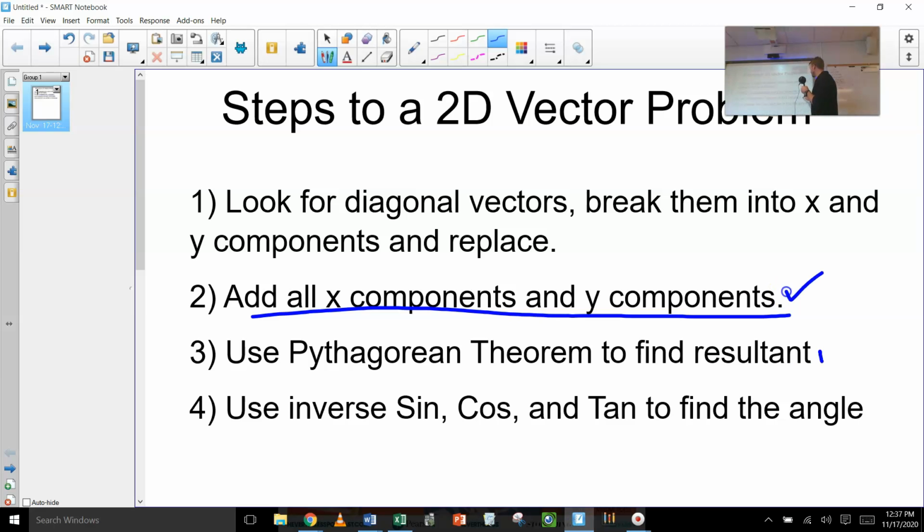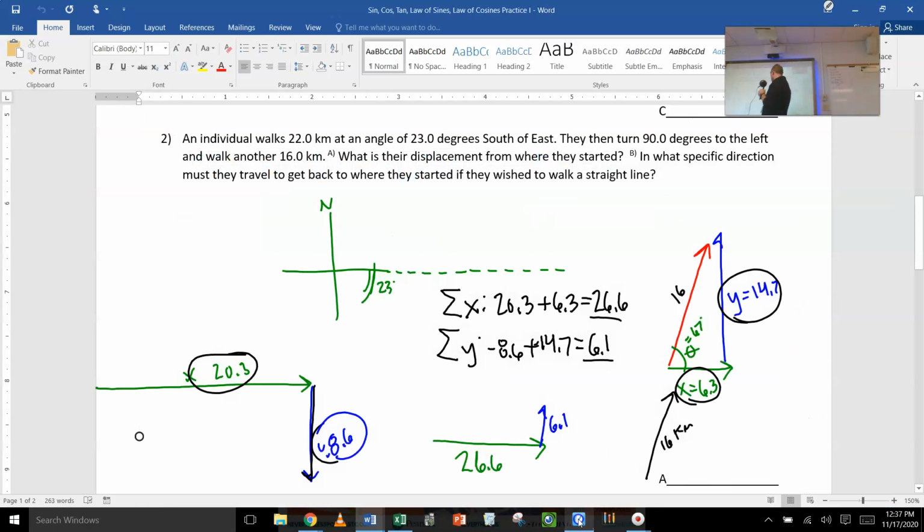Now I'm going to use the Pythagorean theorem to find the resultant. So a squared, 26.6, plus b squared, 6.1, is equal to the resultant. And the resultant, a squared plus b squared equals c squared, is 27.3. So how far away are you? 27.3. Is this miles? Kilometers?